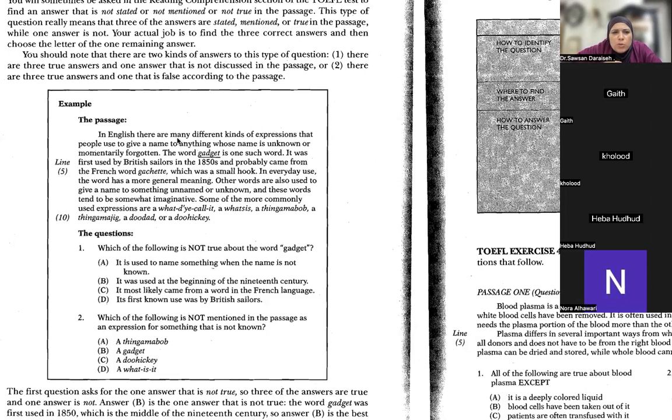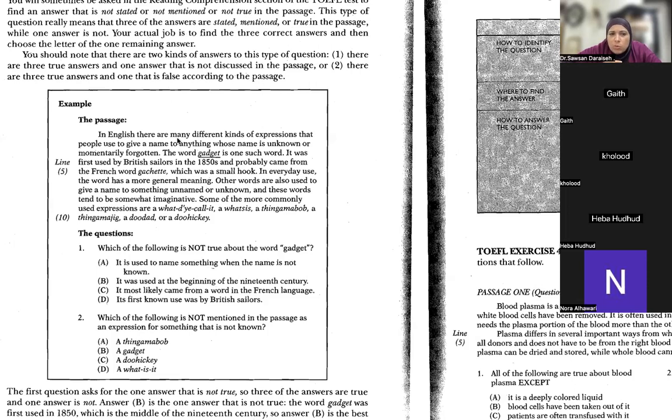Other words are also used to give a name to something unnamed or unknown. Okay, there are other words, of course, for the same purpose, for the same use. And these words tend to be somewhat imaginative. That's how they're described. Some of the more commonly used expressions are expressions, not even words.